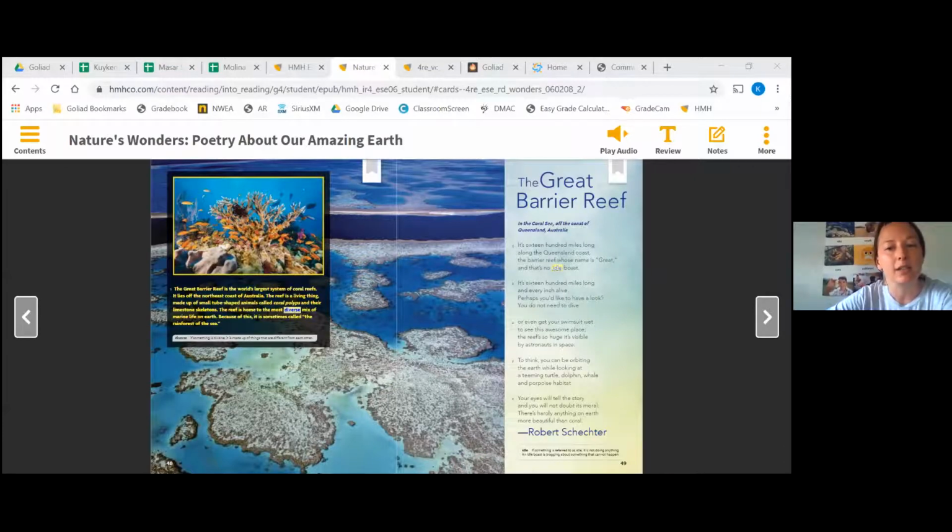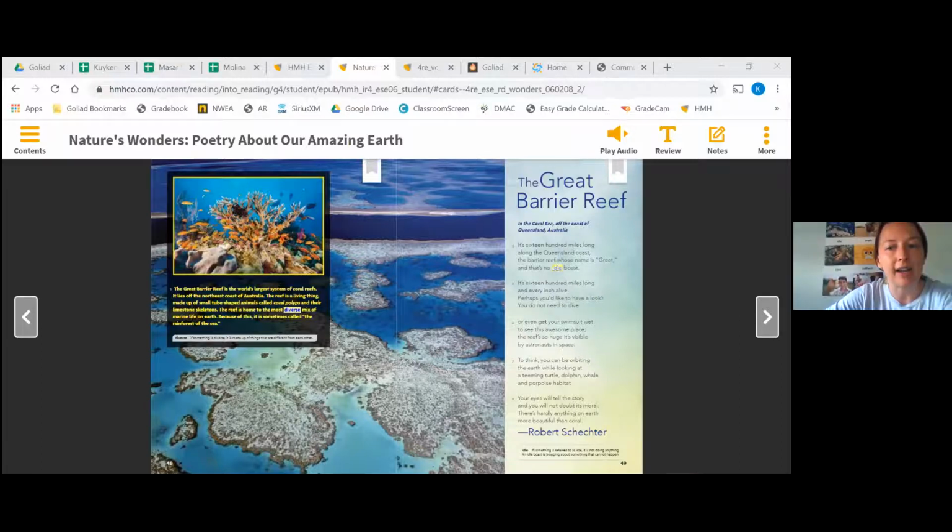Description? Right, so it's describing what? Describing how beautiful the great reef is, and like what it has in it and stuff. Okay, it's like visualizing. So what it looks like, how beautiful it is.